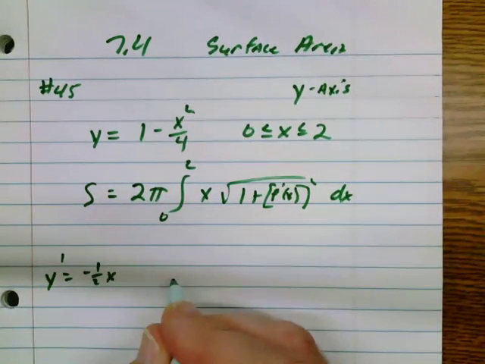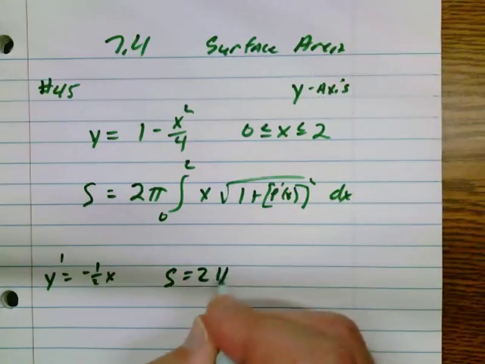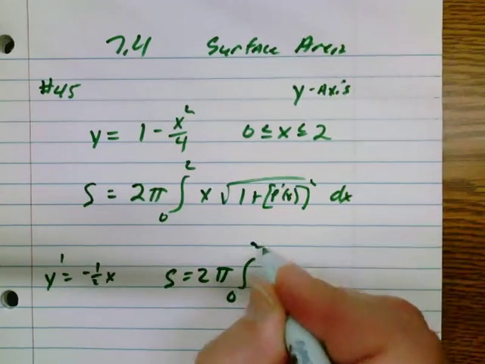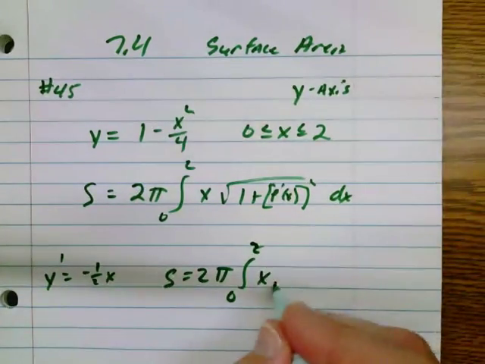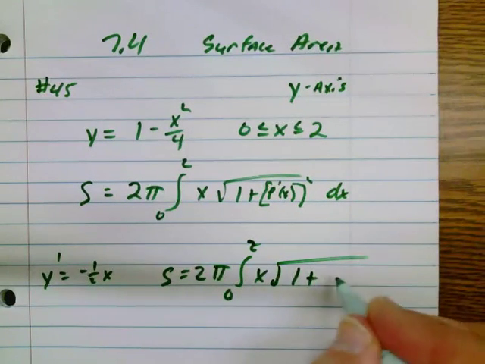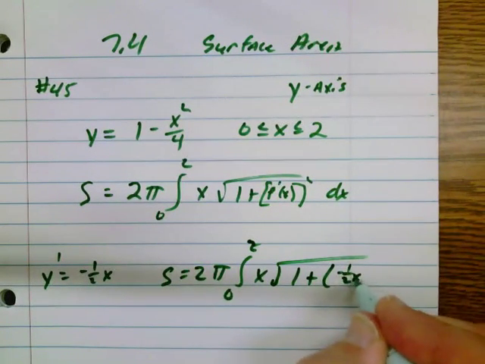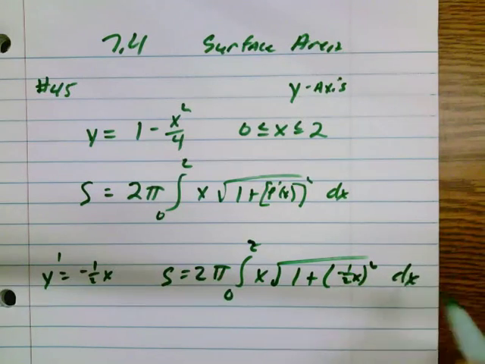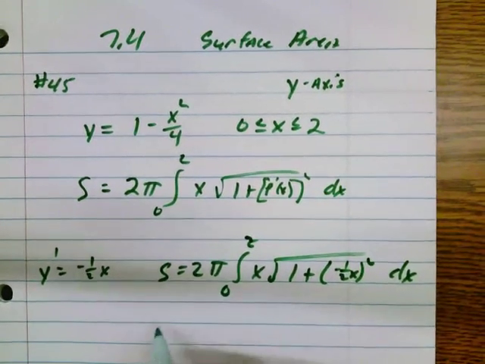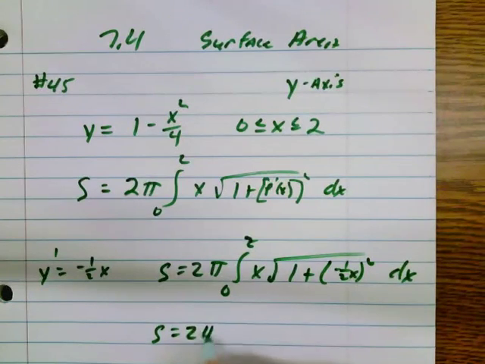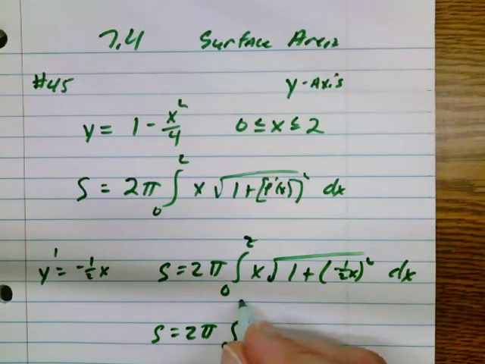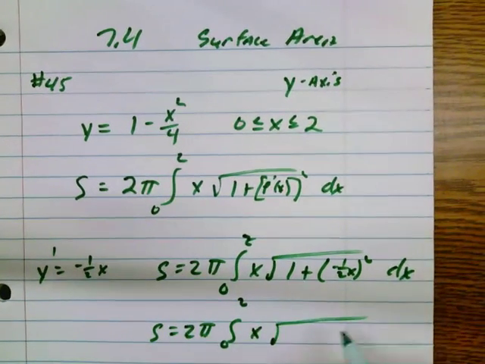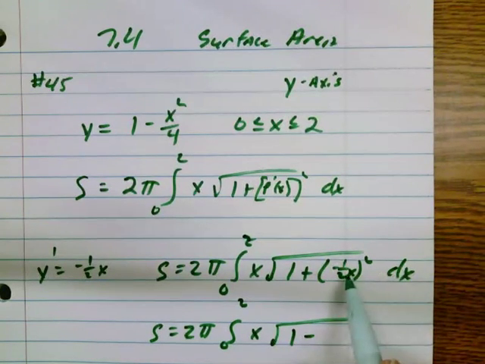So now bringing back my surface area equation, I've got 2 pi from 0 to 2 of x square root of 1 plus negative 1/2 x quantity squared dx. Let's see if we can simplify this integrand to see if we can do it by hand. Sometimes it's faster. So 1/2 squared is a fourth. The negatives go to positive. x squared dx.